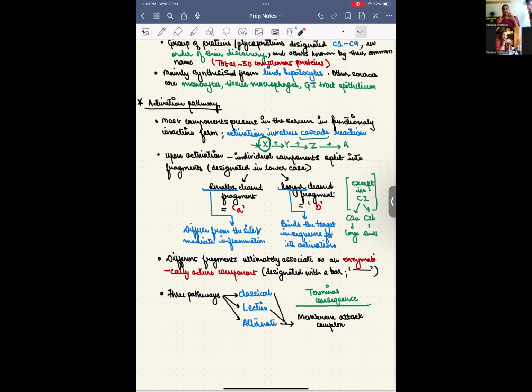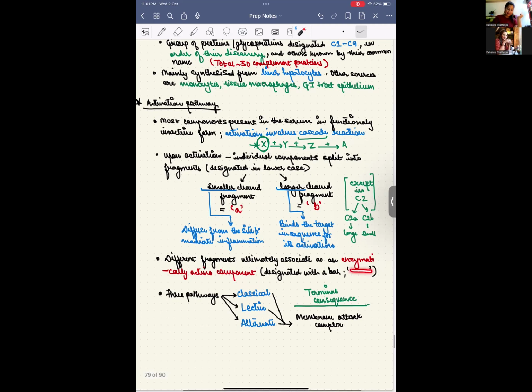of these fragments together, if they're joined in the right order, they can themselves become an enzymatically active component. And enzymatically active means their role will be like the function of enzymes. And such components, such fragments, which are formed by association of multiple such fragments, are designated with a bar on the letter.